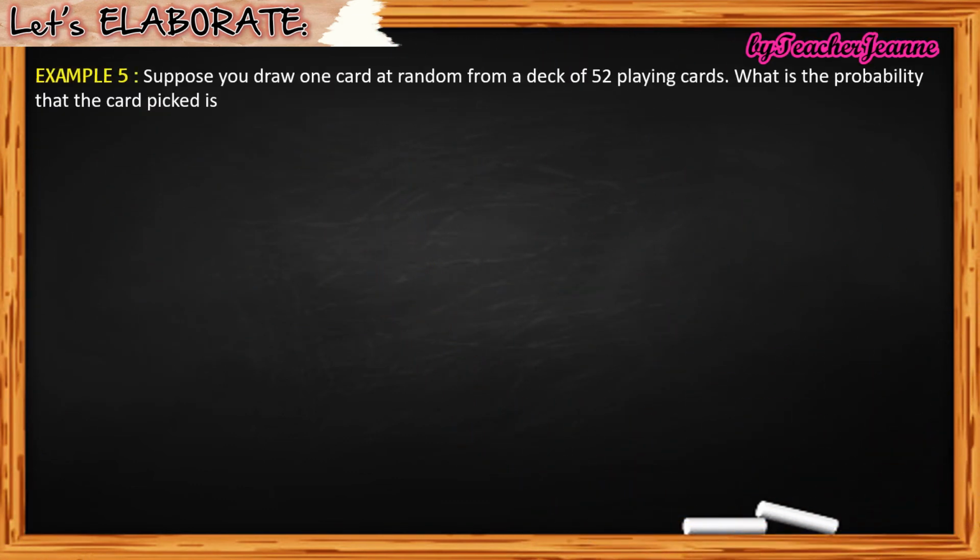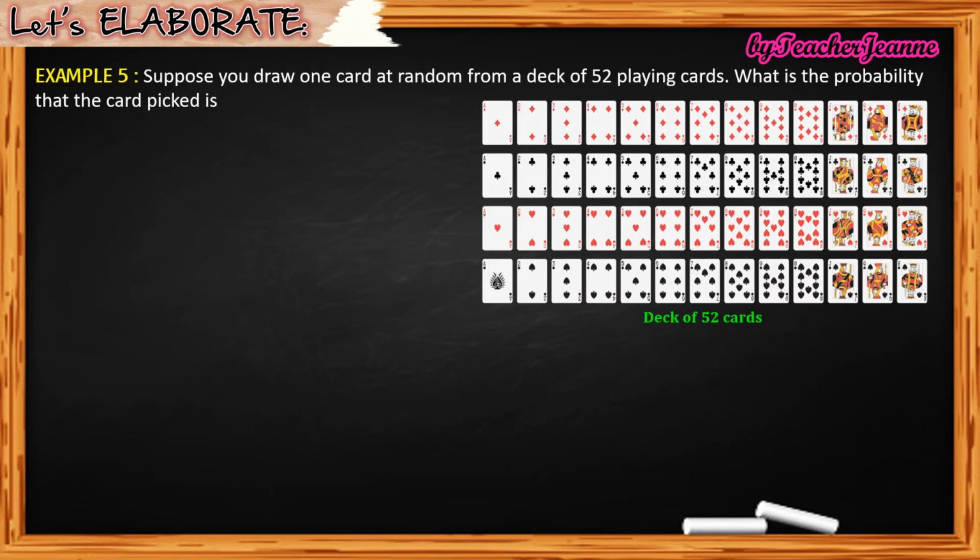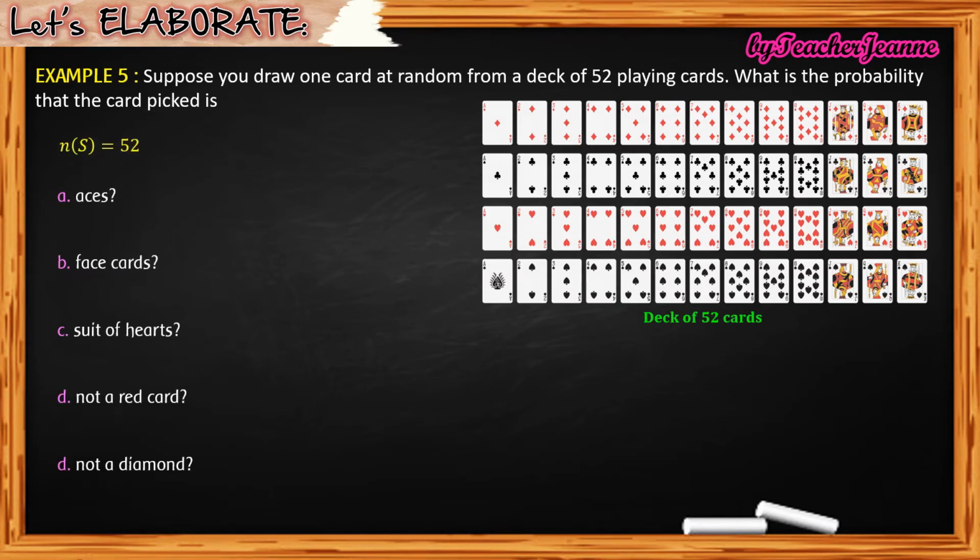For example number 5, suppose you draw one card at random from a deck of 52 playing cards. What is the probability that the card picked is: So the number of possible outcomes is 52, and we have the formula: the probability of an event is equal to the number of favorable outcomes over the number of possible outcomes. Now for letter A, the probability that the card picked is an ace, we have 4 out of 52, or 4 over 52. 4 and 52 have the greatest common factor, which is 4. 4 divided by 4 is 1 and 52 divided by 4 is 13. So we have 1 over 13 as the simplest form.